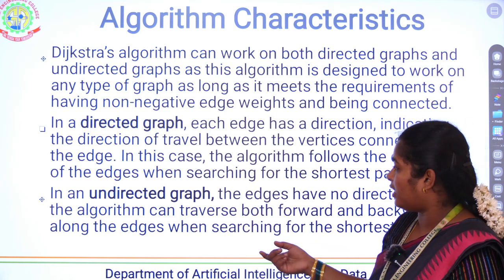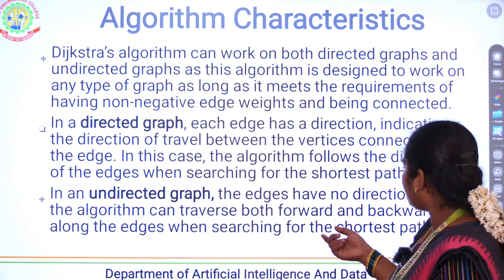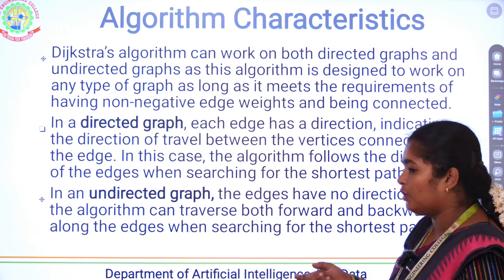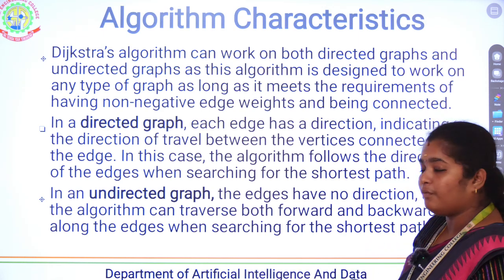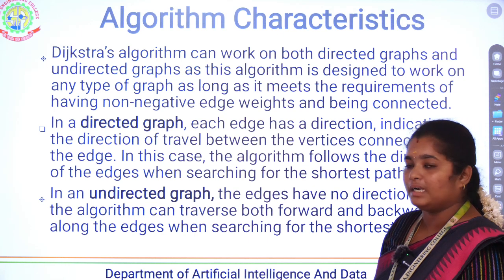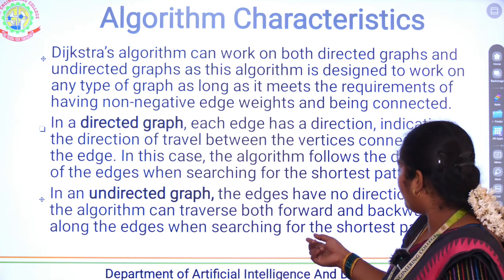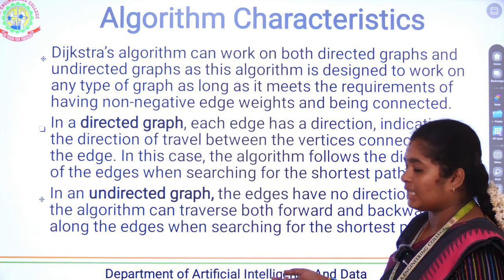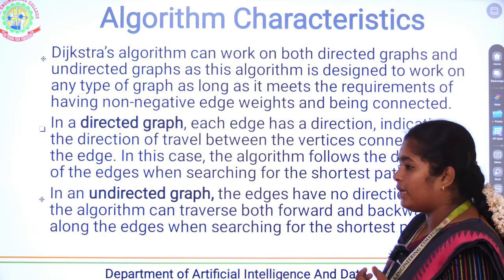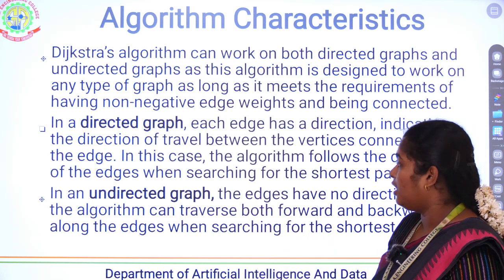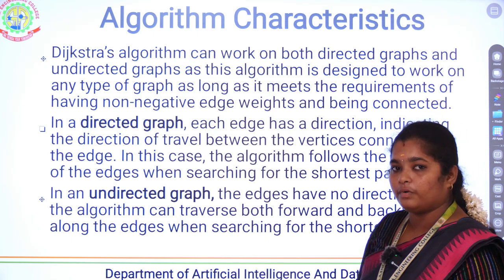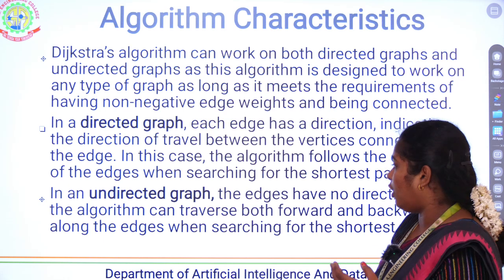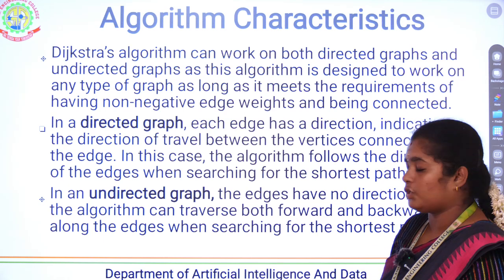If it is an undirected graph, the edges have no direction and the algorithm can traverse both backward and forward along the edges when searching for the shortest path. It is nothing but in an undirected graph, it doesn't have any direction, so it can traverse in both directions, frontward and backward, along the edges while searching for the shortest path.